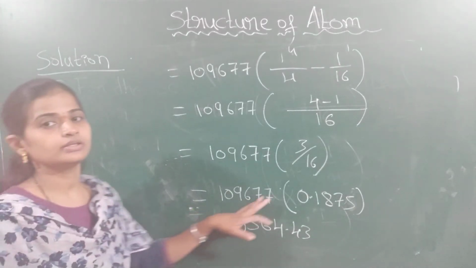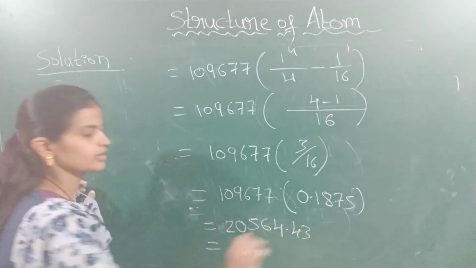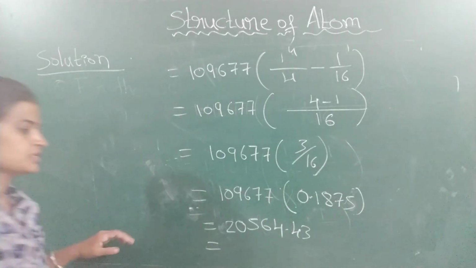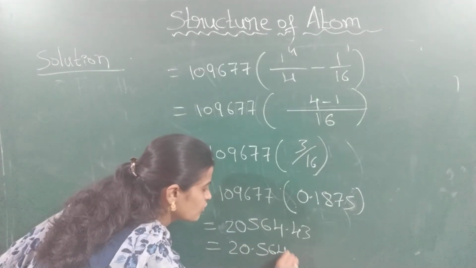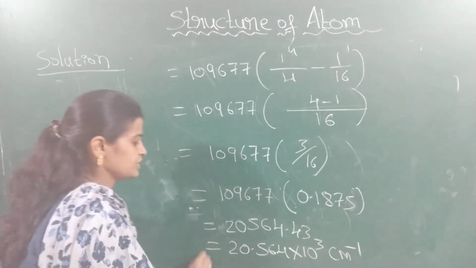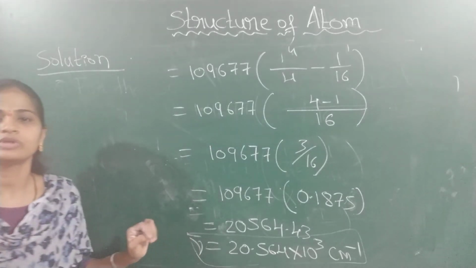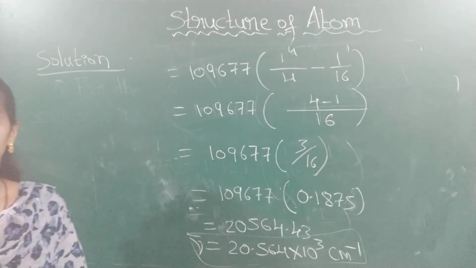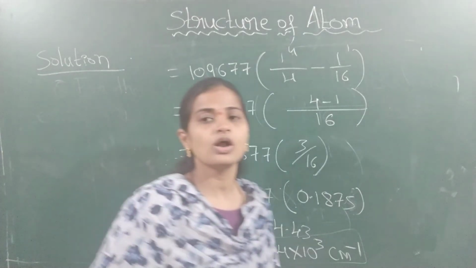I have solved this sum and written the answer. You can write it as it is, or else you can express it as 20.564 into 10 raised to 3 per centimeter, which is the value of the wave number. Hope you got it. Now I have solved one problem.